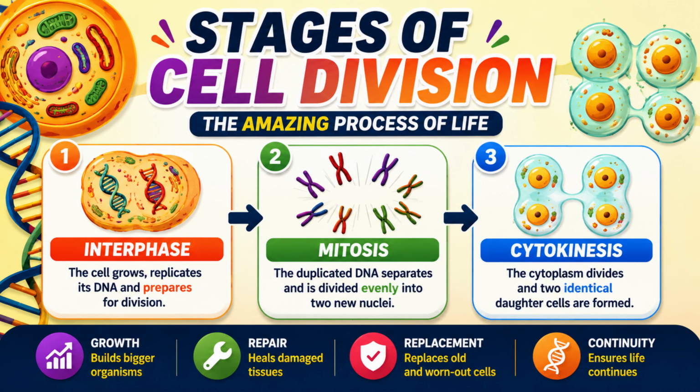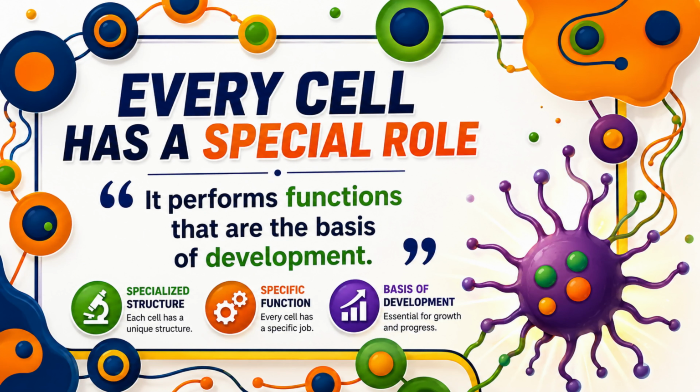But if those checkpoints fail, say due to a signaling error or a genetic mutation, the cell just ignores the stop signs. The result is rapid, out-of-control division. In the clinical world, this breakdown in cellular law and order is exactly what we call cancer.